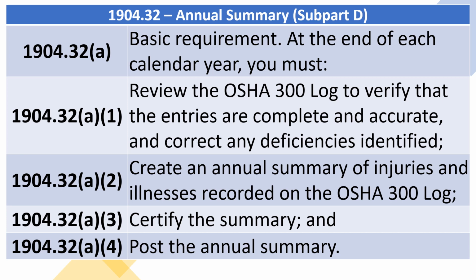1904.32(a) Basic Requirement. At the end of each calendar year, you must, 1904.32(a)(1) through (a)(4), review the OSHA 300 log to verify that the entries are complete and accurate, and correct any deficiencies identified. Create an annual summary of injuries and illnesses recorded on the OSHA 300 log. Certify the summary, and post the annual summary.